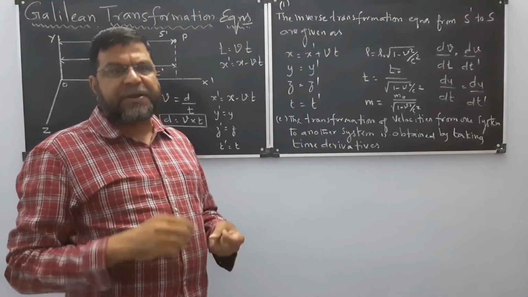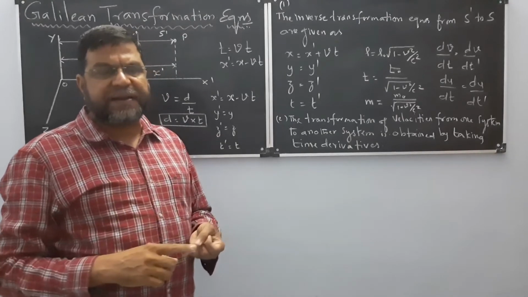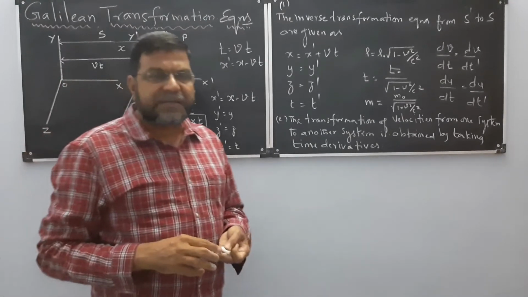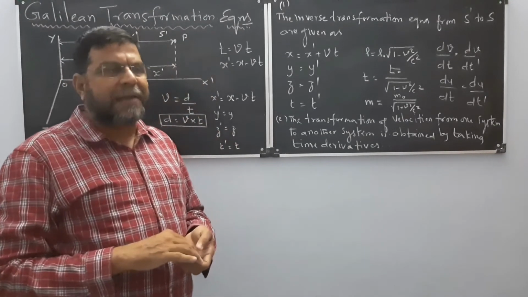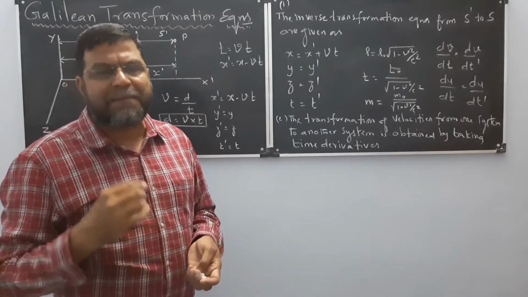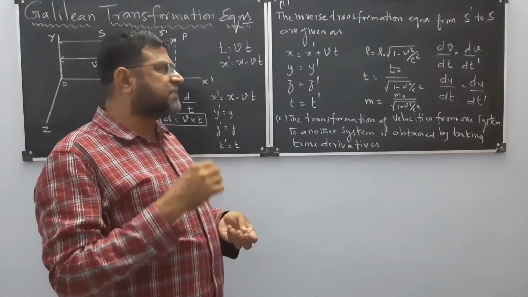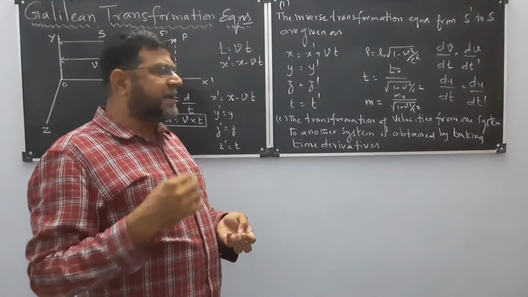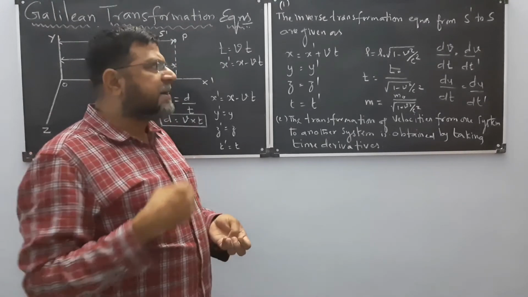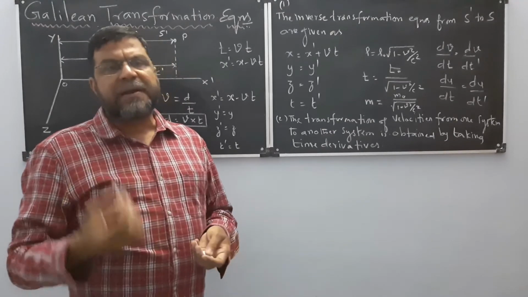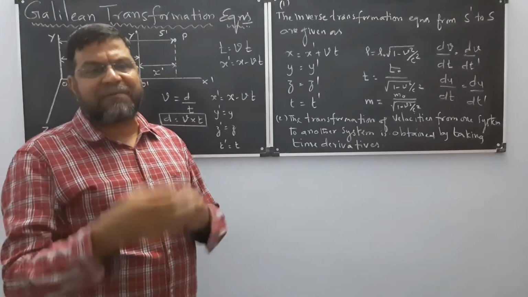Suppose the derivatives of the initial velocity, final velocity, and the distance are dependent on time, we call them time derivatives. That is dx by dt is equal to dx dash by dt dash, or du by dt is equal to du dash by dt dash, dv by dt is equal to dv dash by dt dash. So these are all the time derivatives.